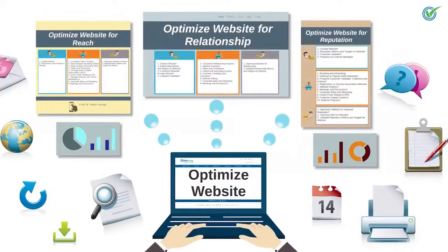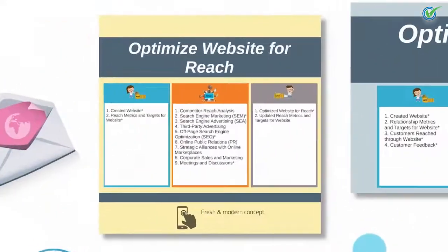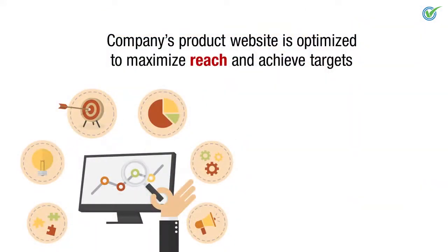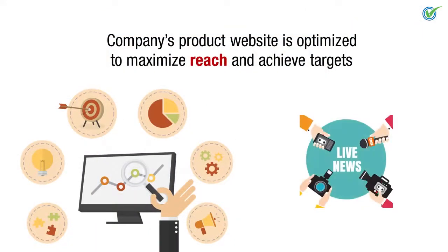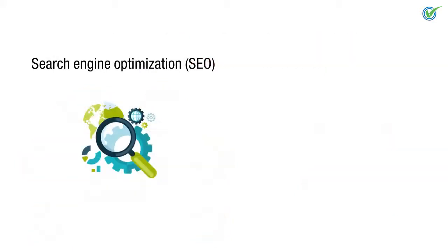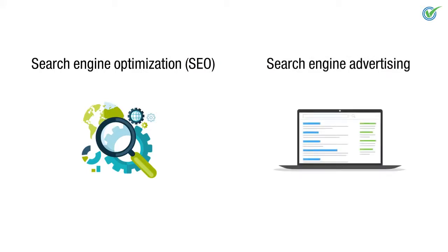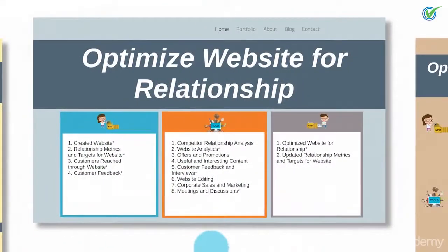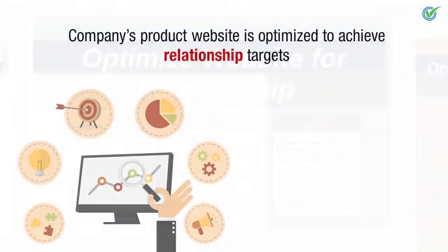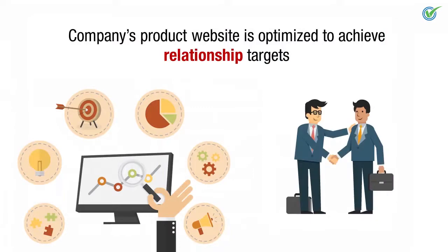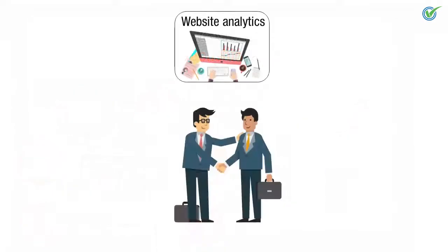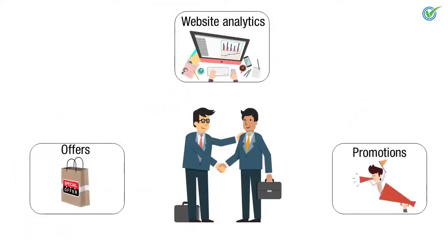The processes discussed in this chapter are: Optimize website for reach. In this process, a company's product website is optimized to maximize reach and achieve targets using various tools and techniques such as search engine optimization, or SEO, and search engine advertising. Optimize website for relationship. In this process, the company's product website is optimized to achieve relationship targets using various tools and techniques such as website analytics, offers, and promotions.